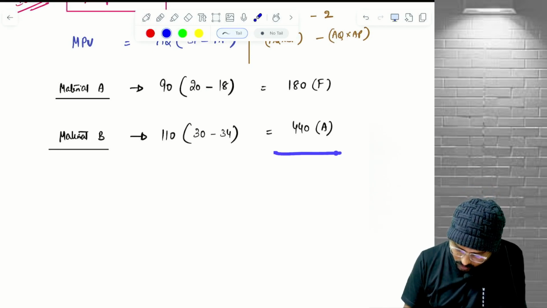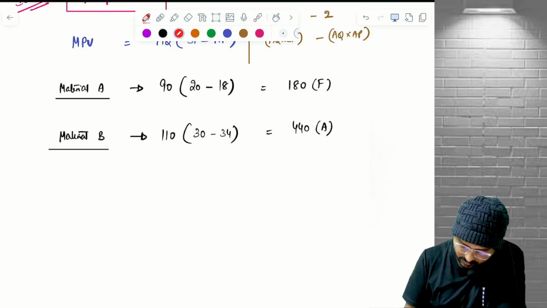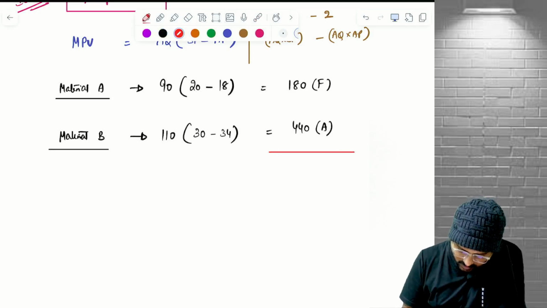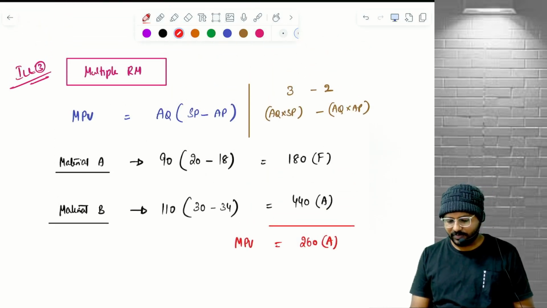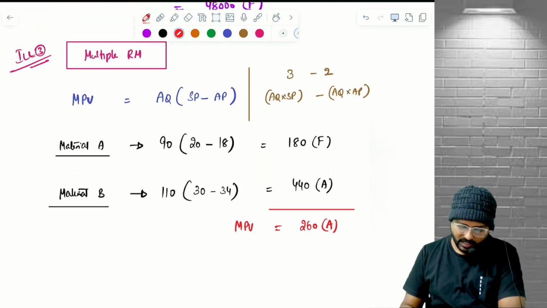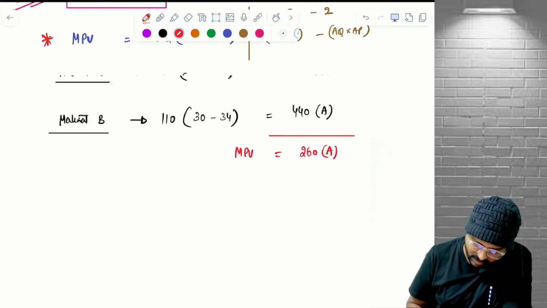So total material price variance for these two put together: 260 adverse. Good. Is this clear? Shall we move to the next one? Right, very good. Let's move on. Material price variance is done. What is the next variance I need to calculate?